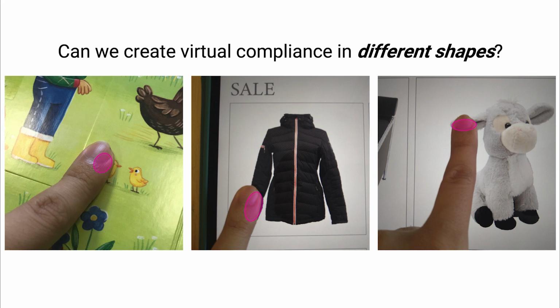This lowers the expressiveness of compliance rendering, considering real-world compliant objects have various sizes and shapes, and the user touches them with different areas of the finger. This limitation applies not only to vibrotactile compliance illusion, but also to all the other compliance rendering methods.